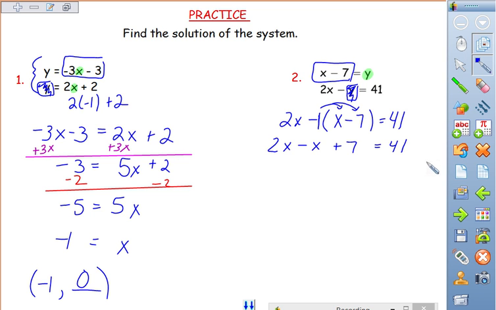equals 41. Hopefully you're doing a good job of taking notes. I'm planning on coming around and checking your note packets when I get back.